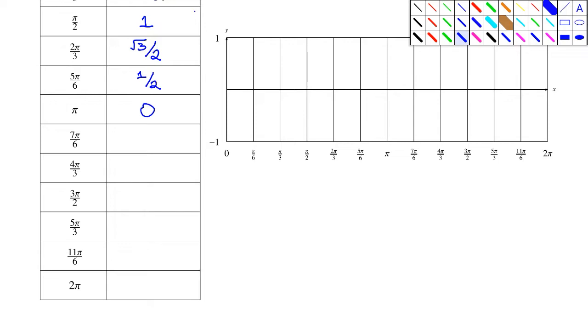The sine of 7 pi over 6 is negative 1/2. The sine of 4 pi over 3 is negative root 3 over 2. The sine of 3 pi over 2 is negative 1. The sine of 5 pi over 3 is negative root 3 over 2. The sine of 11 pi over 6 is negative 1/2. And then we're back to 2 pi. The sine of 2 pi is 0.